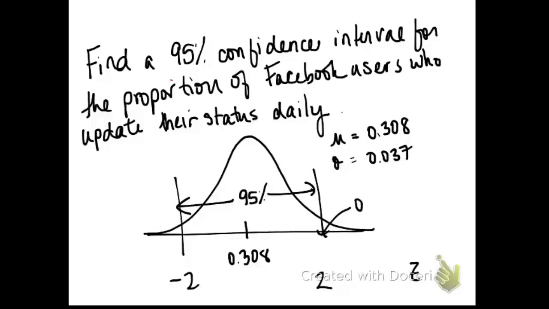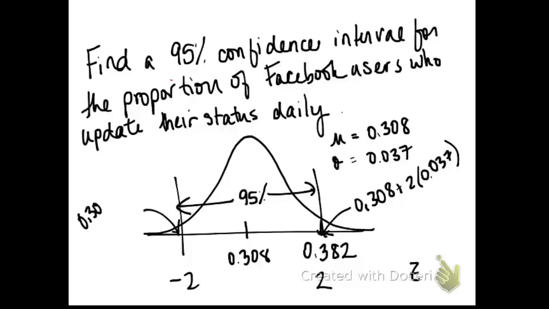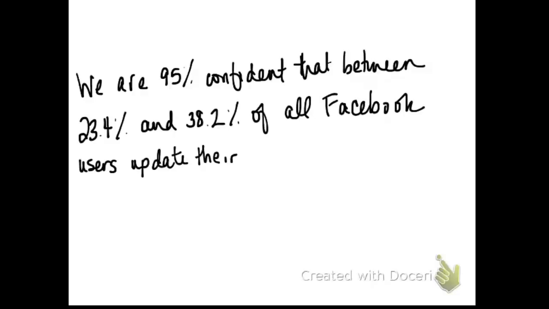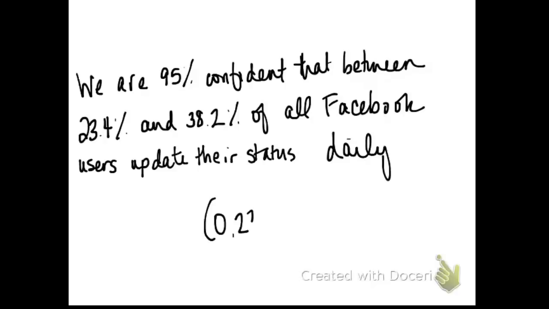And we say, okay, well, 2 standard deviations away from 30.8% is 38.2%, and 2 standard deviations away from 30.8% in the other direction is 23.4%. In other words, we're 95% confident that between 23.4% and 38.2% of all Facebook users update their status daily.